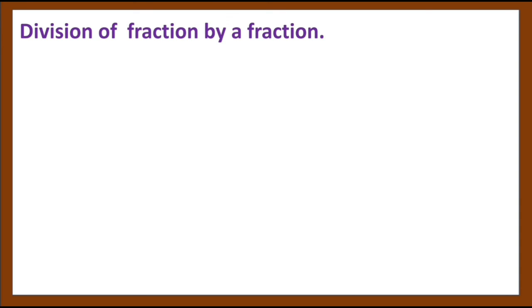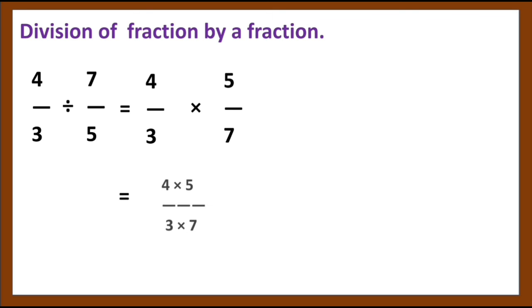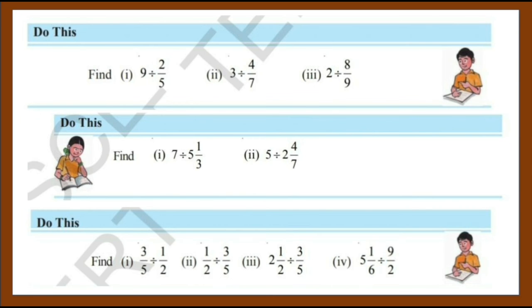Division of a fraction by a fraction. 4 by 3 divided by 7 by 5. Here also observe that first 4 by 3 we have to write as it is. Division converted into multiplication, and we have to write the reciprocal of 7 by 5, that is 5 by 7, which is equal to 4 into 5 by 3 into 7, that is equal to 20 by 21. Dear students, try to solve these problems.